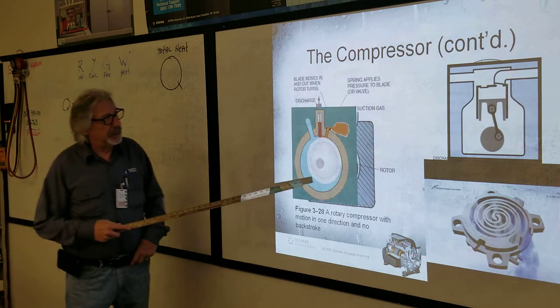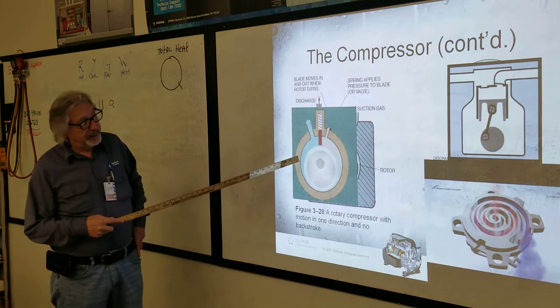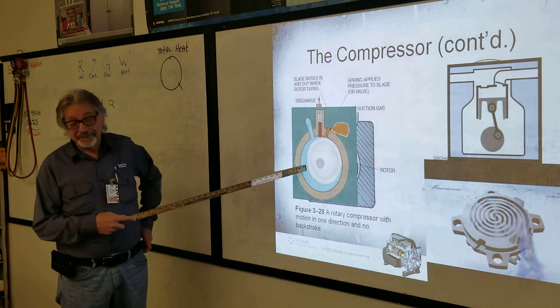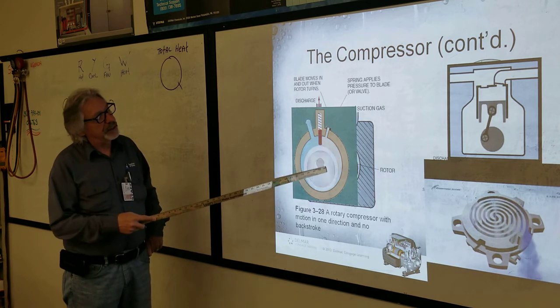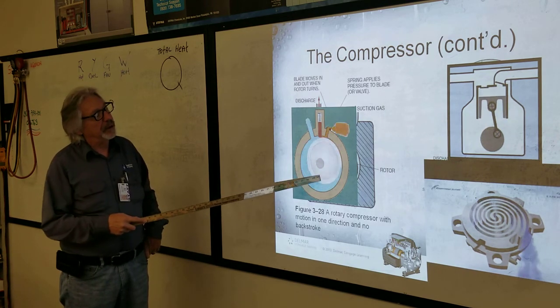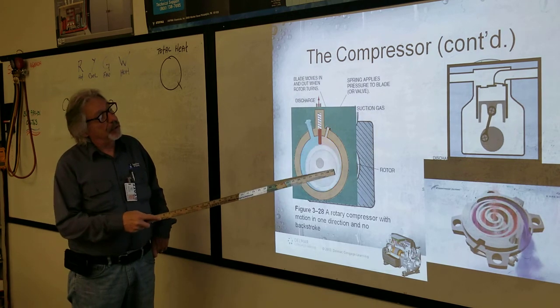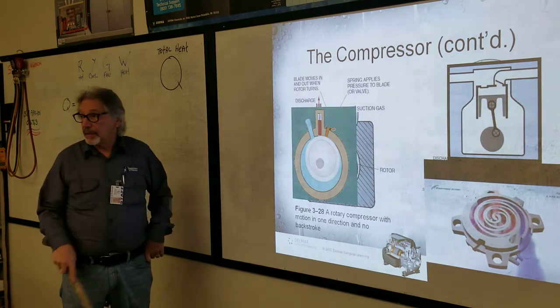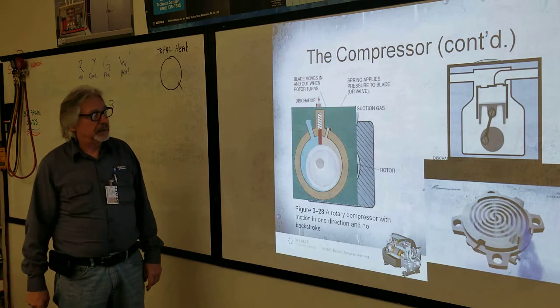So as you can see, that's a GIF. Okay, so the rotary, you can see how it rotates. The gas comes in here, and it rolls around and compresses and pushes it out. Isn't that kind of simple, right? It looks like a little rotary engine.